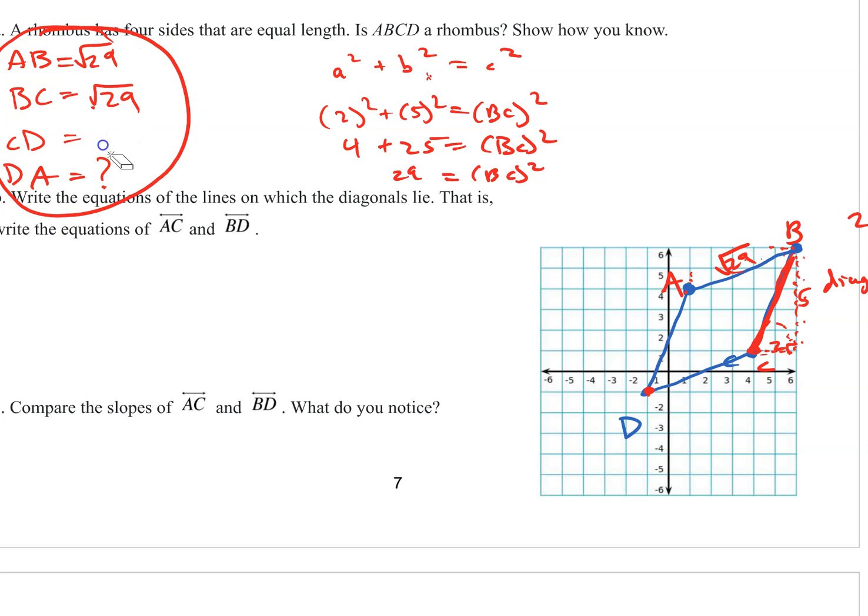Alright, you need to find CD and DA and make sure they are all the same length. Alright, now let's write down the equations of the lines in which the diagonals lie. So let's find the equation of AC.